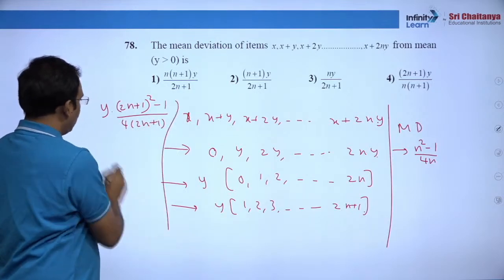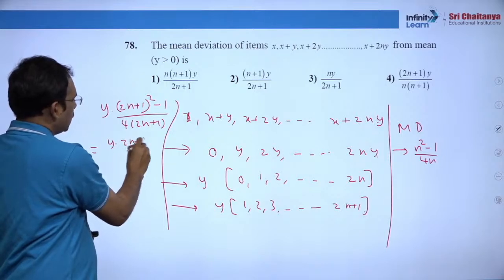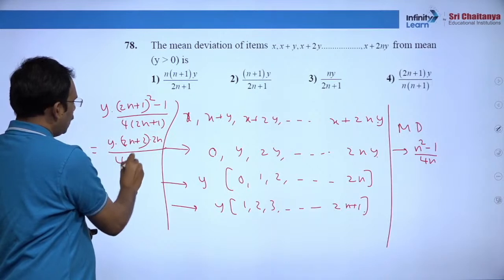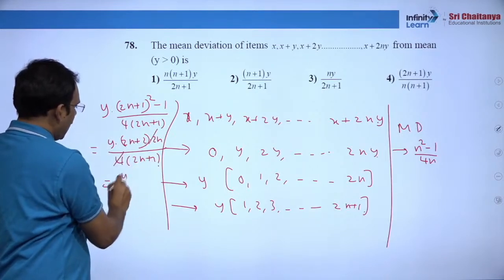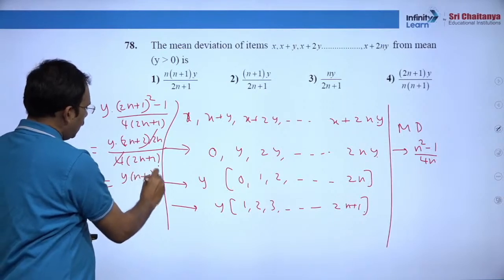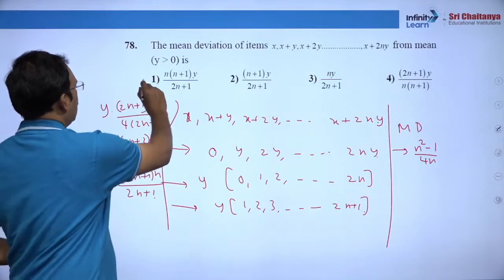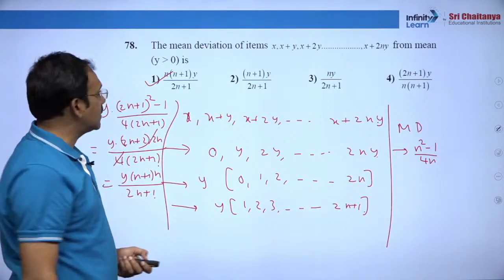This is the shortcut, friends: a plus b into a minus b. That gives 2n plus 2 into 2n, by 4 into 2n plus 1. So 2 gets cancelled, another 2 can be cancelled, and n plus 1 into n by 2n plus 1 is the answer. Y into n plus 1 by 2n plus 1. We can do this problem in this way, dear students.